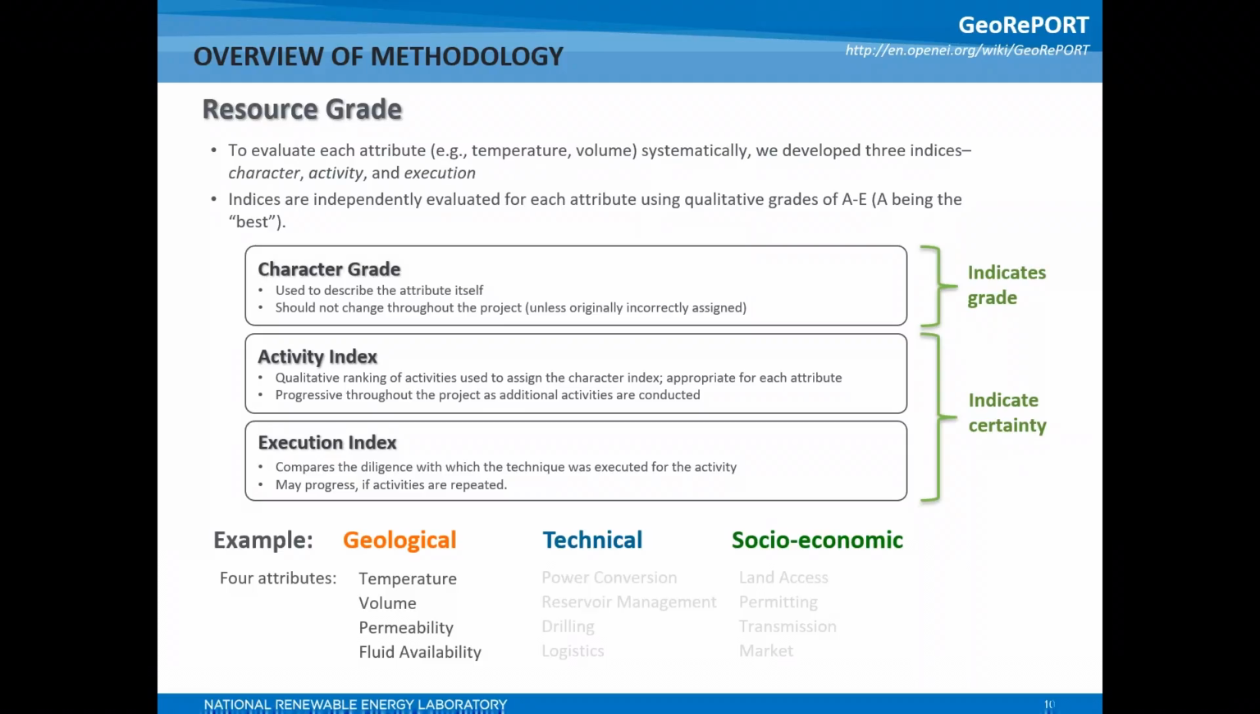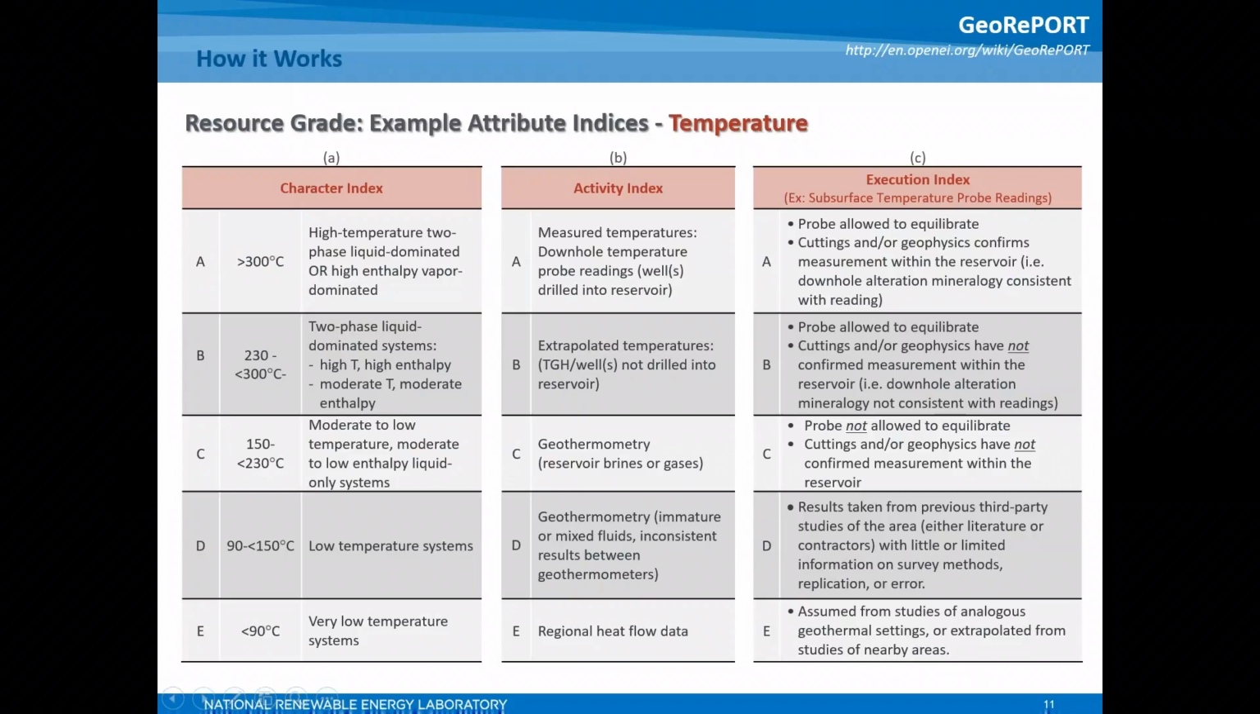Let's look at an example. Shown are the 12 attributes of GeoRePORT. Let's continue with our example of temperature. Suppose you have a resource that you estimate the temperature to be 250 degrees C. It would be reported as a grade B. Now, how did you estimate the temperature? Let's say in our example you have actually drilled into the reservoir. You would report the activity index to be A.